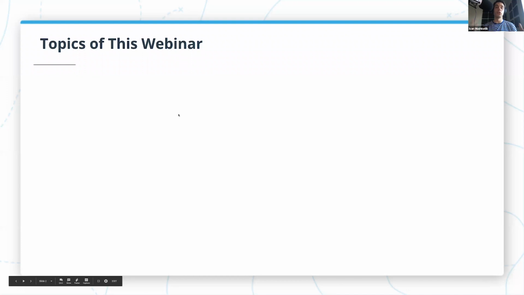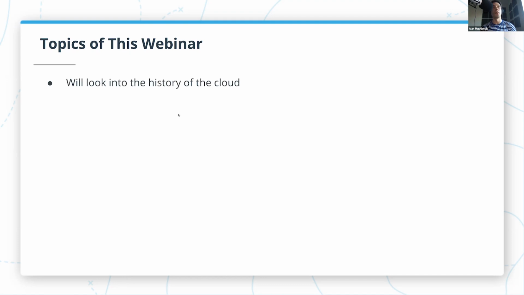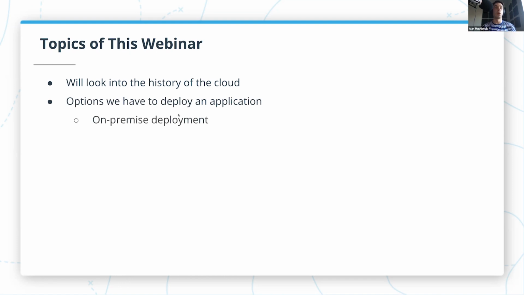So through the evolution of cloud services, cloud providers implemented a number of technologies that allow us to deploy our application in a number of ways. What we will do in this webinar is look into the history of cloud providers, of public clouds, and see what options we have and had to deploy our applications. We'll start with on-premise deployment, which has nothing to do with the cloud, but this is what we started with as an industry.